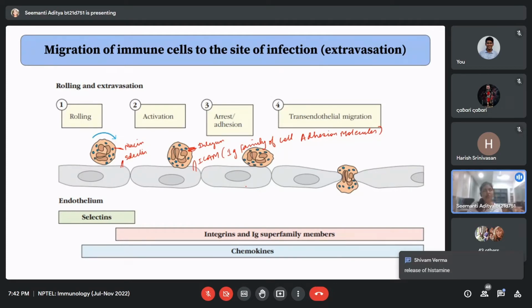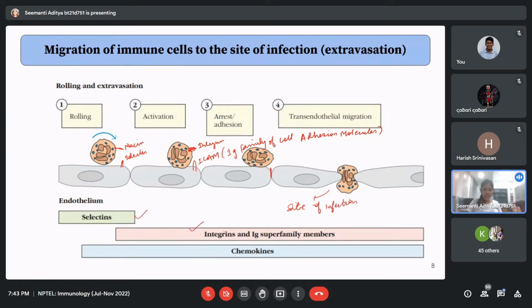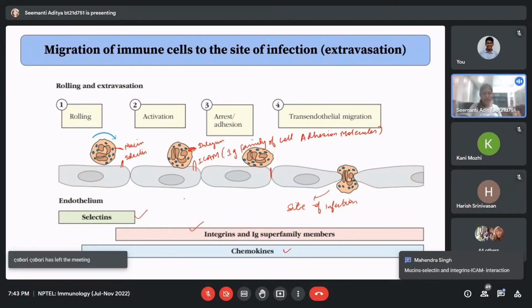Vasodilation occurs due to the release of all these vasodilating factors like histamine, leukotrienes, prostaglandins, etc. So this interaction will finally allow the neutrophils to open up the space between the two cells, and this immune cell can squeeze through the space, reach the site of infection, and then carry on with its job. So here it is written that selectins, integrins, immunoglobulin superfamily members, chemokines, etc., are responsible for this entire process.